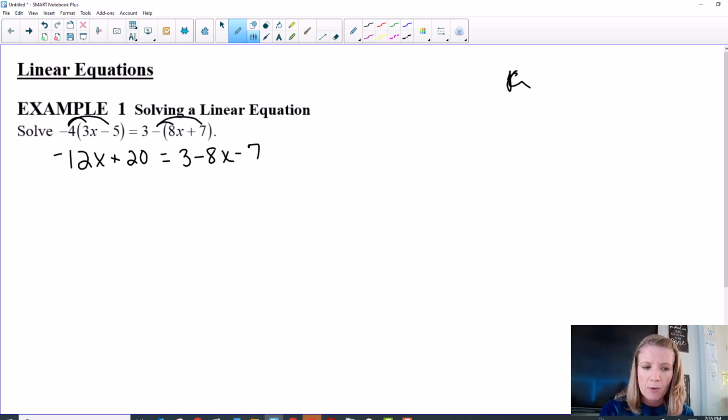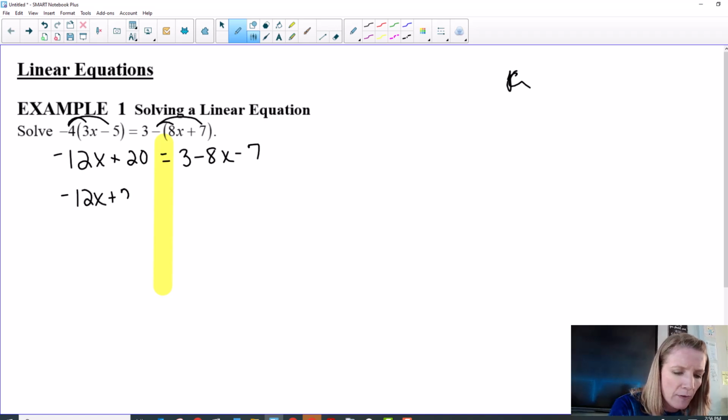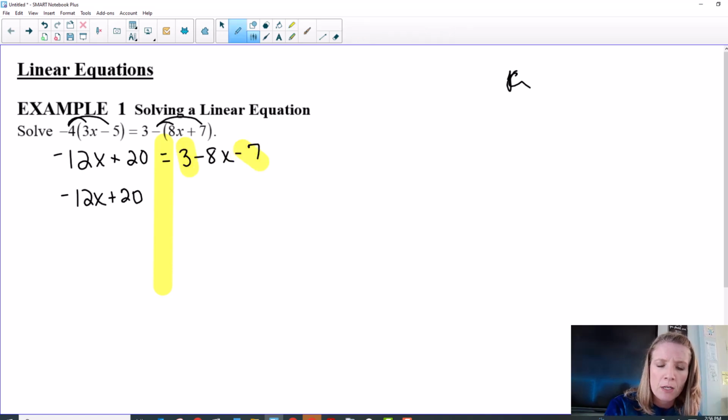The next step would be to combine like terms. So look on each side. I always think of it like I have an invisible line down the middle of my equation, and I'll clean up each side first. So the left side looks fine, negative 12x plus 20. The right side, I can combine the 3 and the negative 7. So the 3 and the negative 7 is negative 4 minus 8x.